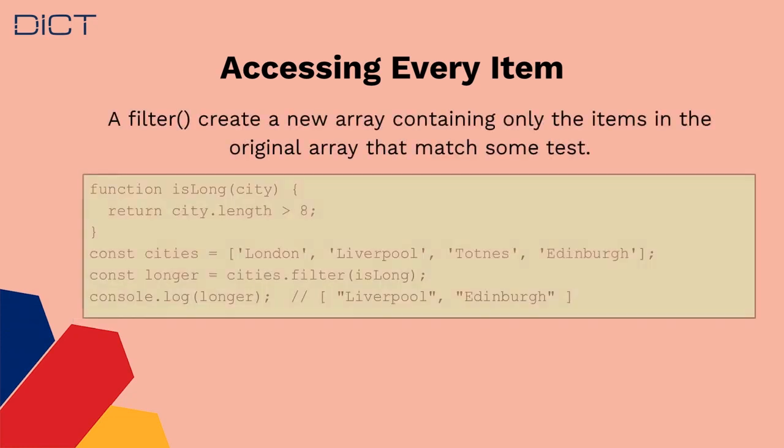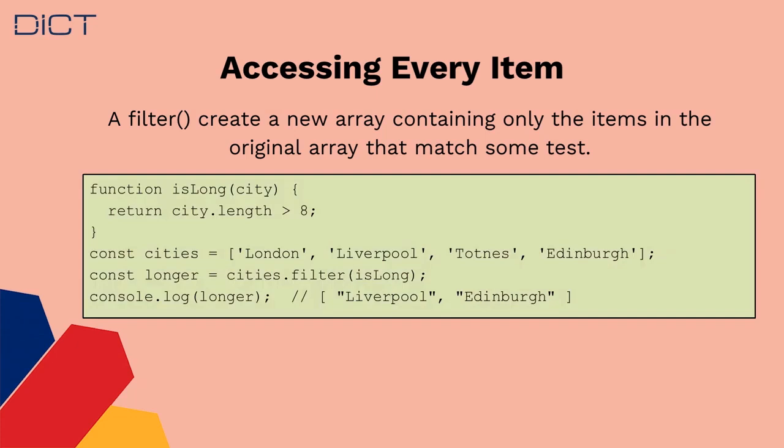Also, we have the filter. Sometimes you'll want to create a new array containing only the items in the original array that match some test. You can do that using the filter method. The code here takes an array of strings and returns an array containing just the strings that are longer than 8 characters. We have a function isLong that accepts a city, then returns city.length greater than 8.